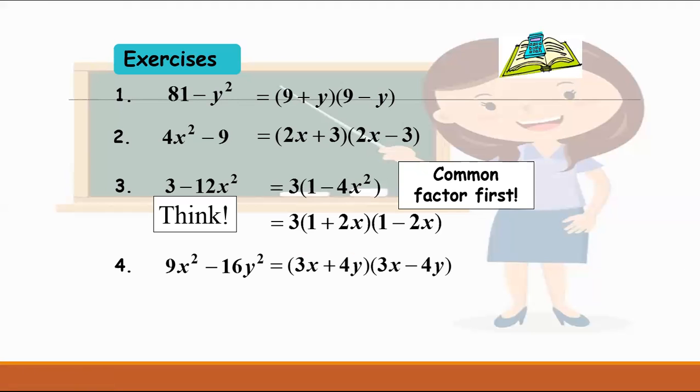And similarly, the last one is 9x squared minus 16y squared. Again, they are both squares, of 3x and 4y. There is a minus sign in between, so we can have the square roots with a plus sign and the square roots with a minus sign.